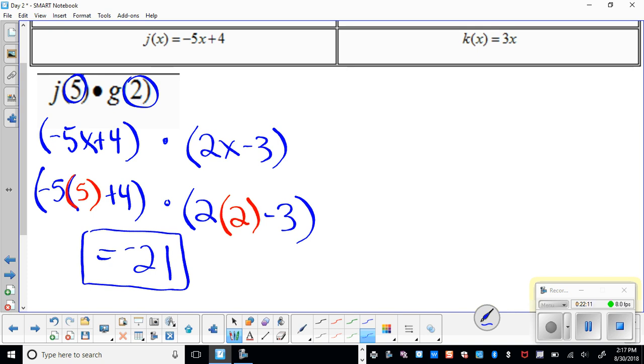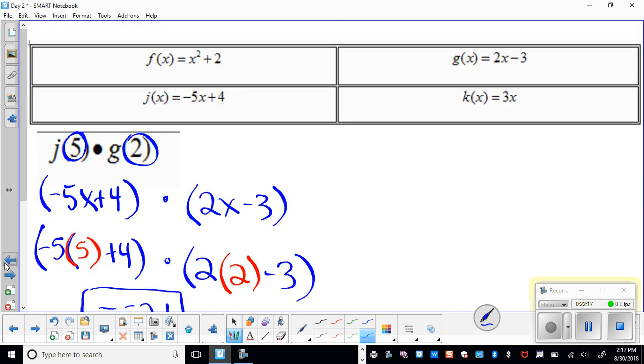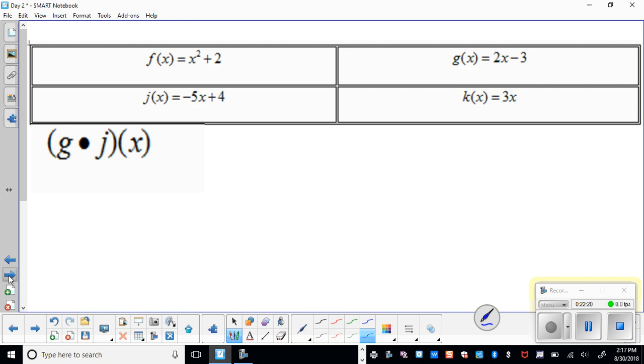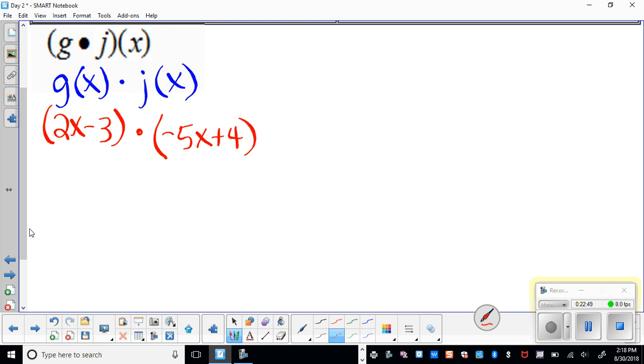All right, the last one is a little different, but you've seen it before. Did you get that copy down, Jasmine? Yeah. All right, last one. I need to rewrite this. So I have g of x times j of x. My g of x is 2x minus 3 times my j of x, negative 5x plus 4. Okay, because we're multiplying, we need to FOIL. There are a couple of these that we will have to FOIL, okay? It's not like we can just multiply one of them.